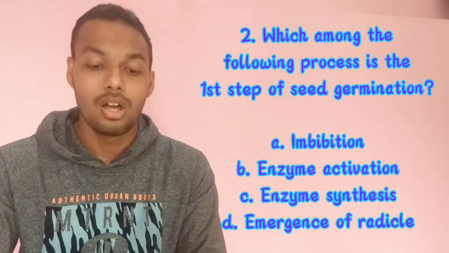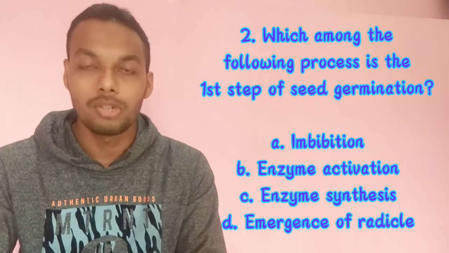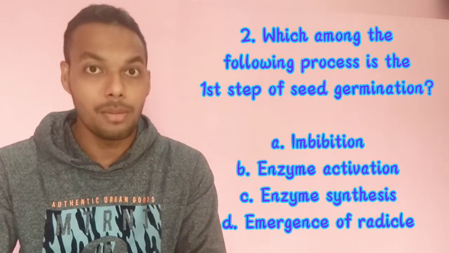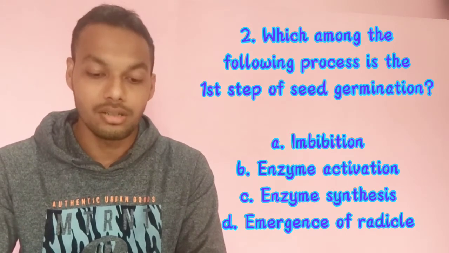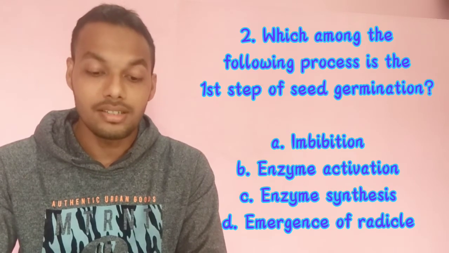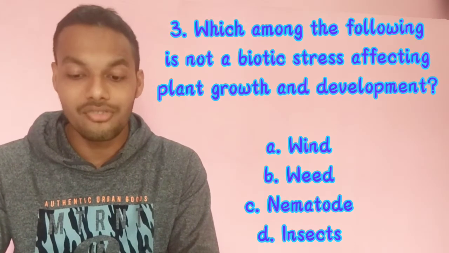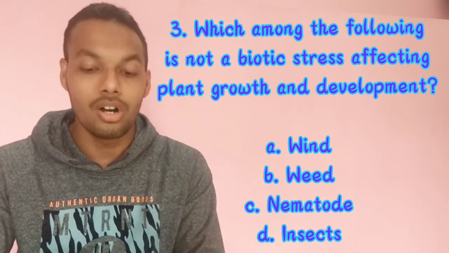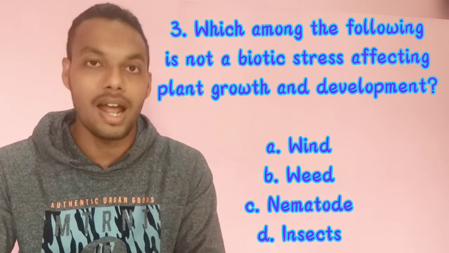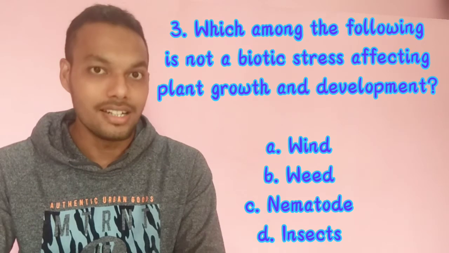The second question is, which among the following processes is the first step of seed germination? Options are imbibition, enzyme activation, enzyme synthesis, emergence of radicle. Okay, the third question for you is, which among the following is not a biotic stress affecting plant growth and development? Options are wind, weed, nematode, insects.